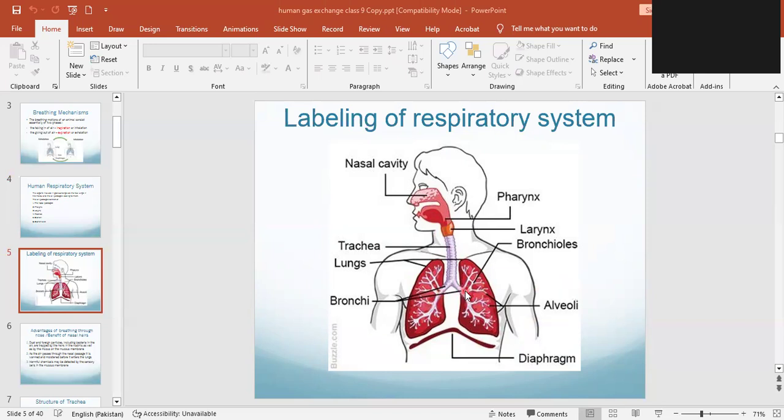And you find the lungs. Lungs are the main organ where the gases are exchanged, and they are in the chest cavity. And under the lungs you find a big muscular structure known as the diaphragm.